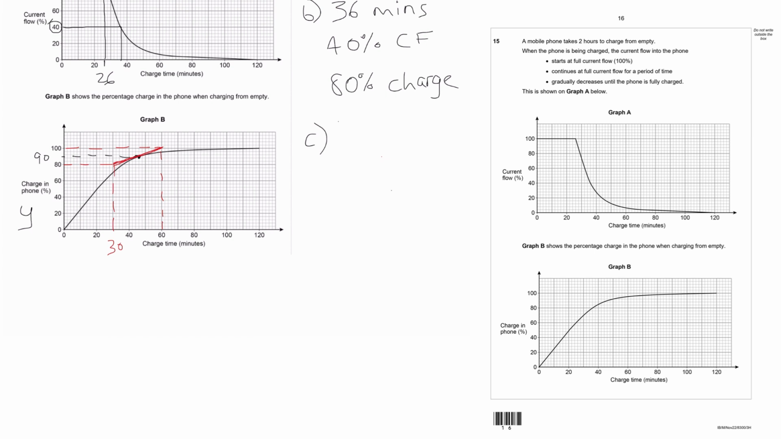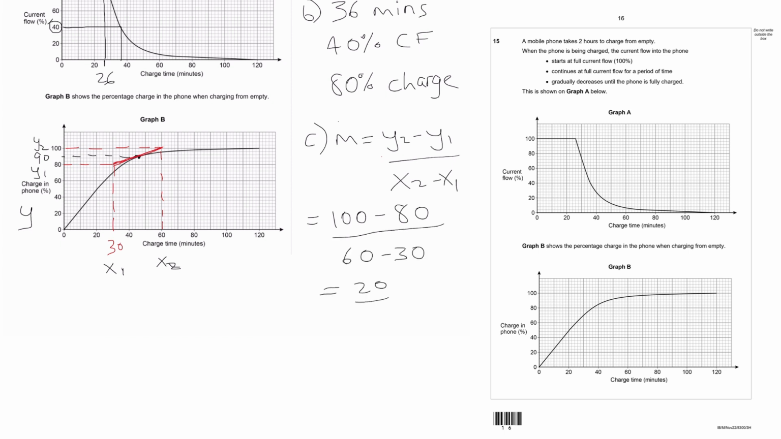if we remember that the gradient, which I'm going to call m, is equal to y2 minus y1 over x2 minus x1. Well, in this case, my x2 is going to be 60, my x1 is going to be 30, my y2 is going to be 100, and my y1 is going to be 80. So I can just substitute these values in. So we've got 100 minus 80 over 60 minus 30 is equal to 20 over 30, which is 2/3.